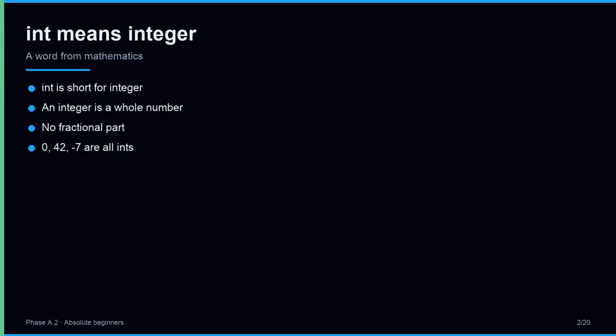The word int is short for integer, a word from mathematics that simply means a whole number. 0 is an integer. 42 is an integer. -7 is an integer. What disqualifies a number from being an integer is a fractional part. 3.14 is not an integer, because of the 0.14. So the rule is simple. If a number has no fractional part, it is an integer, and in Python we call that type int.